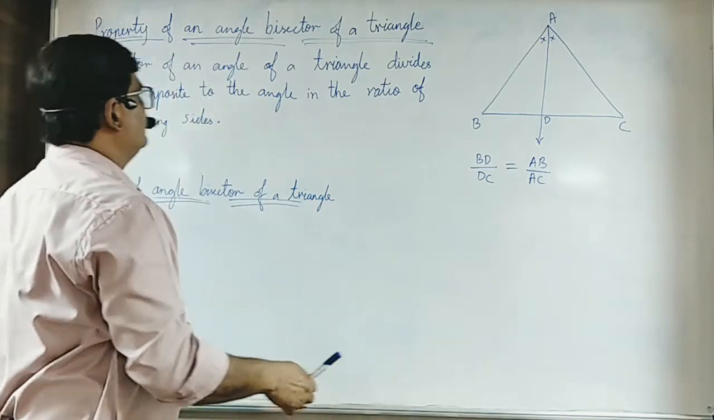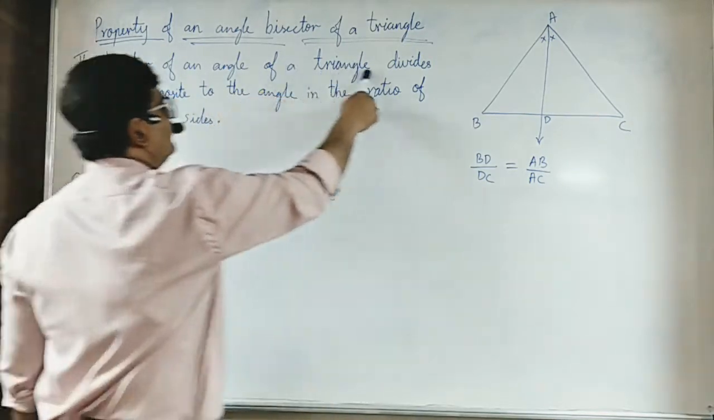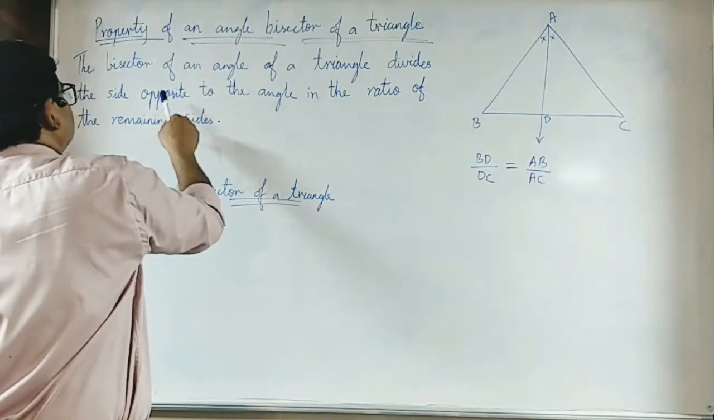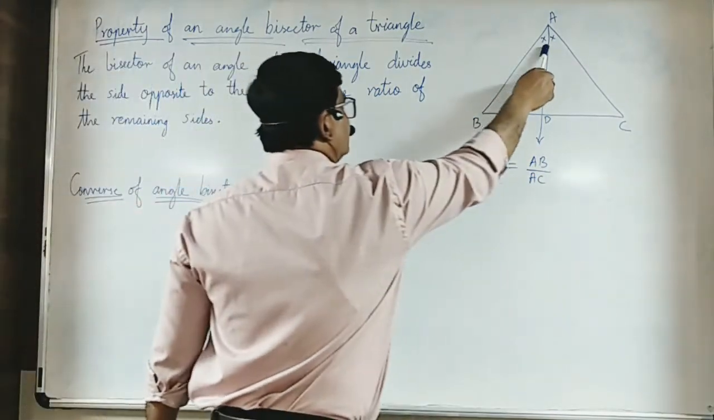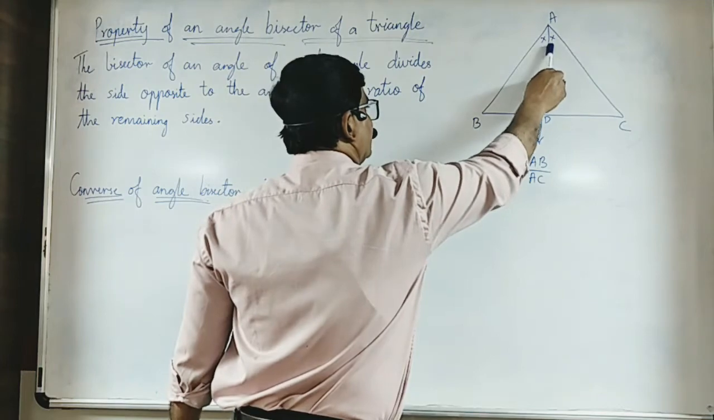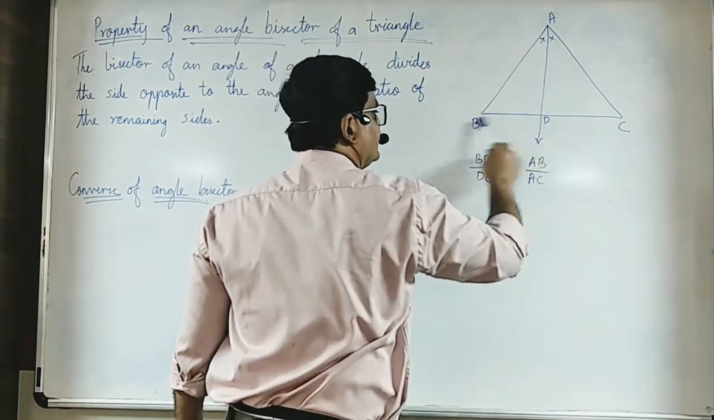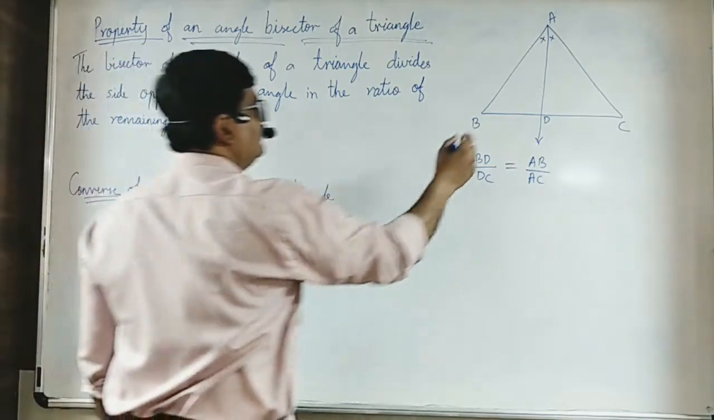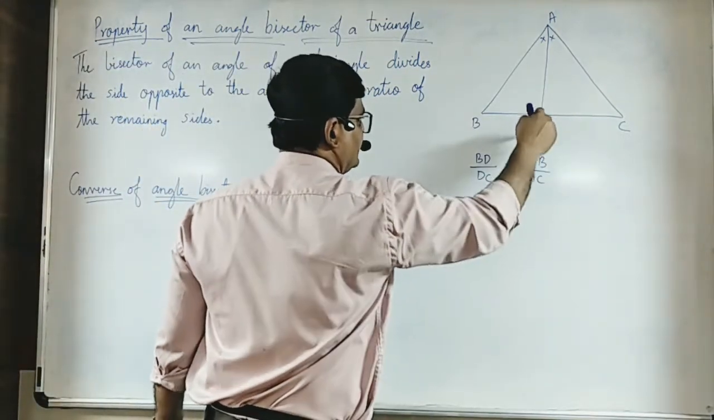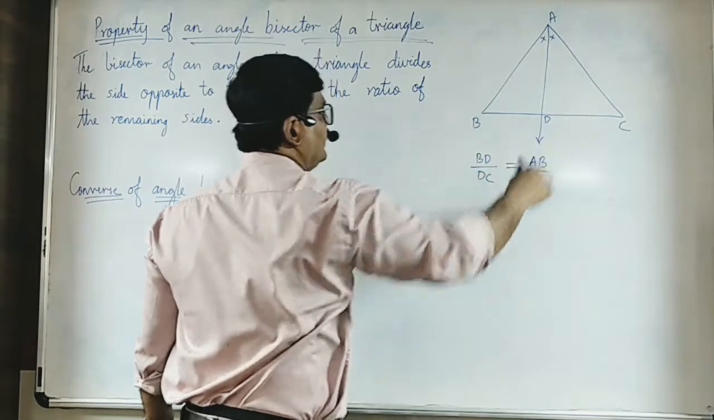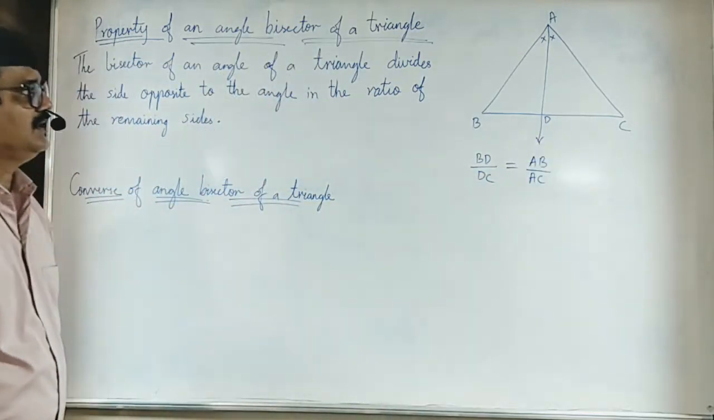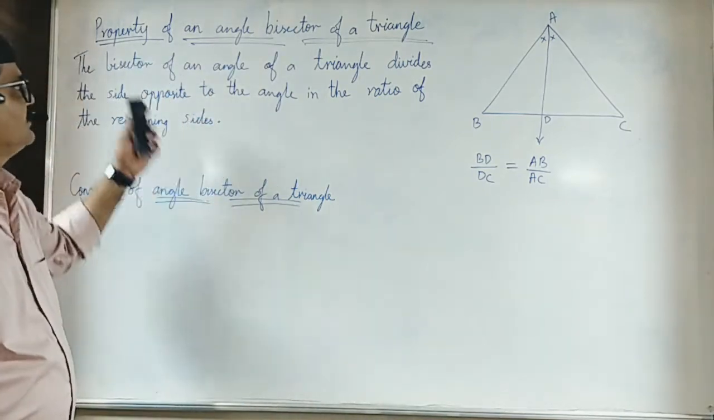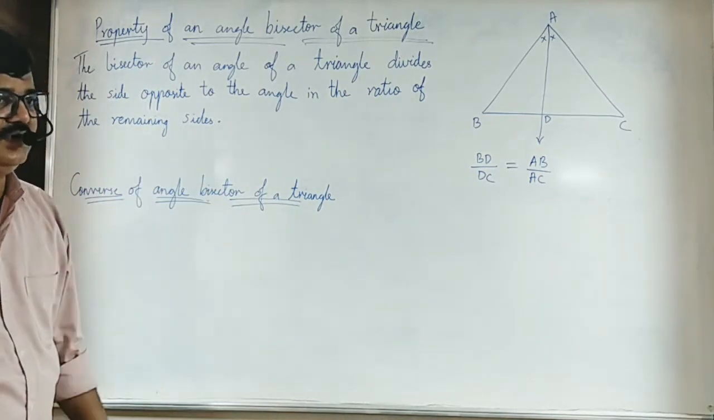This is what is being told here: the bisector of an angle of a triangle divides the side opposite to the angle. To this angle the opposite side is BC, and it is divided in the ratio of the remaining sides. That means BD upon DC, cut by the bisector, equals the ratio of AB and AC. This property is called the property of an angle bisector of a triangle.